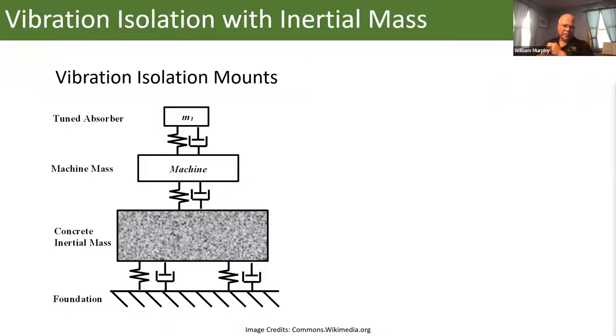So here's a schematic for the engineers out there. This is how it might work. You've got a machine with some mass. You may have some kind of a tuned absorber. You could put it on top of a concrete mass, so it's not going to move that concrete quite so much, and it separates it in some respect from the foundation. So it's not going to travel from the machine into the foundation by having a rigid connection between the two.